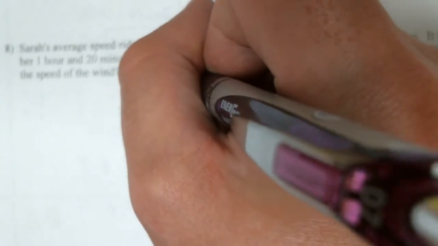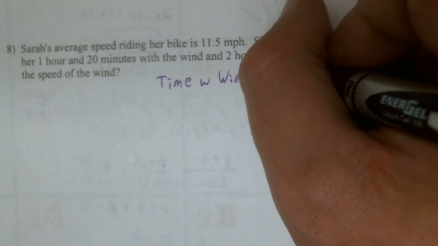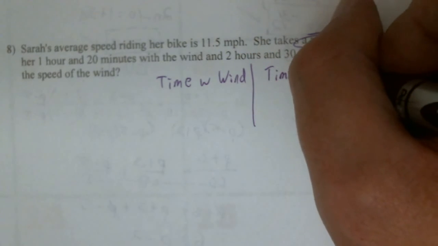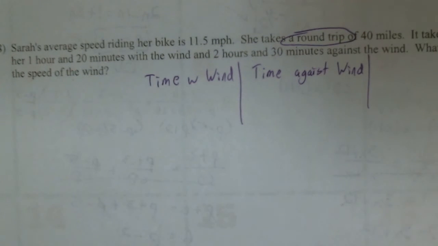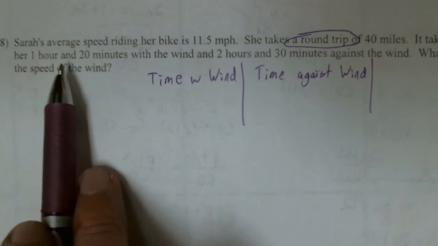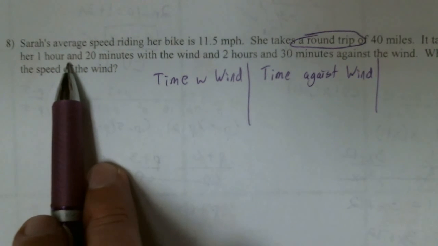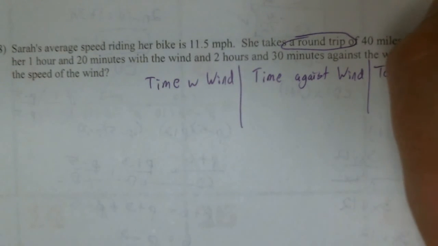Okay. All right, so this is one of those time chart problems. So let's set up our chart. Time with the wind, time against the wind. Do we have a total time here? I want you to think about that for a second. I don't see that magical phrase, the same amount of time. Obviously, it's not the same amount of time because it's faster with the wind than it is against the wind. So I do have a total time here, but we have to figure that out.